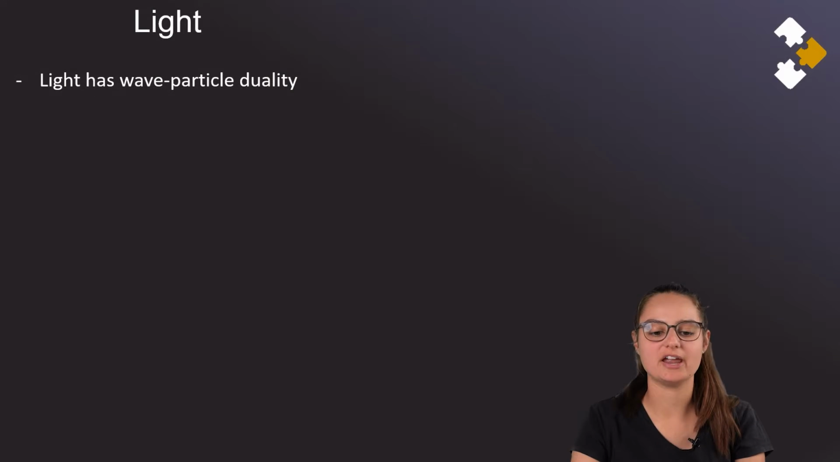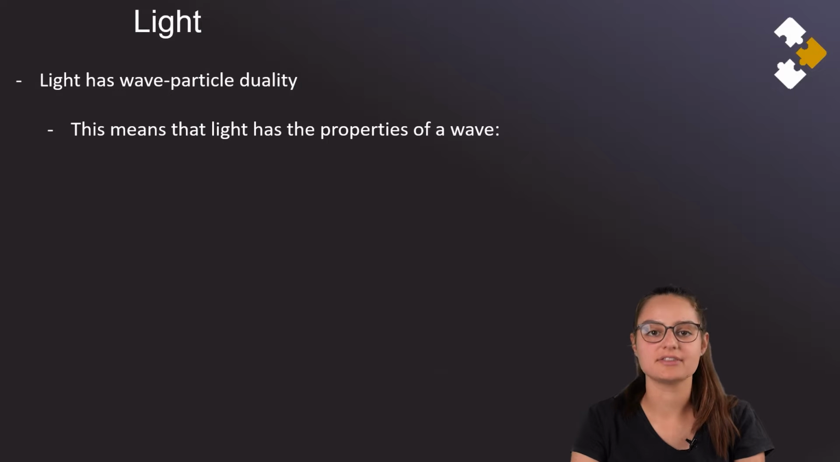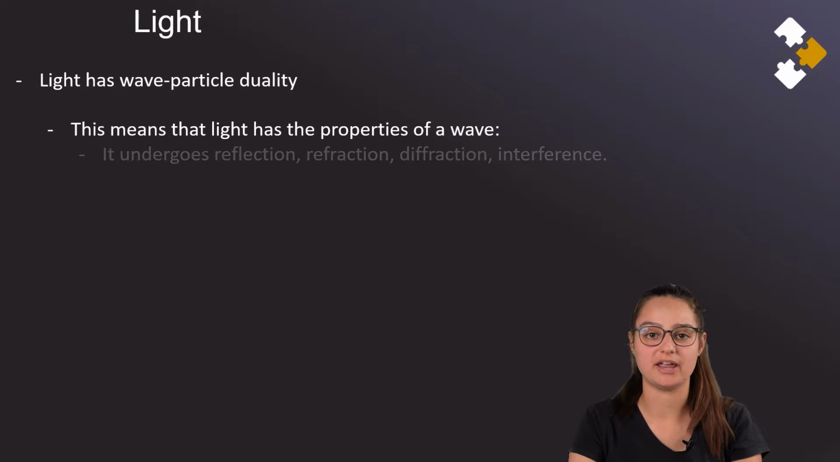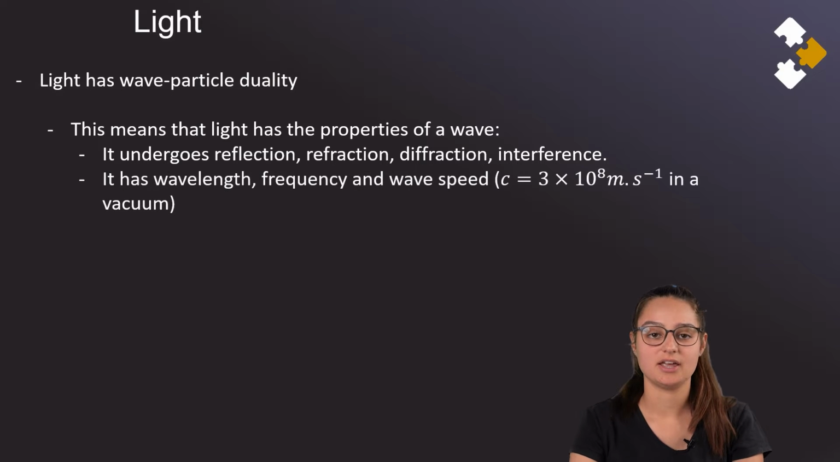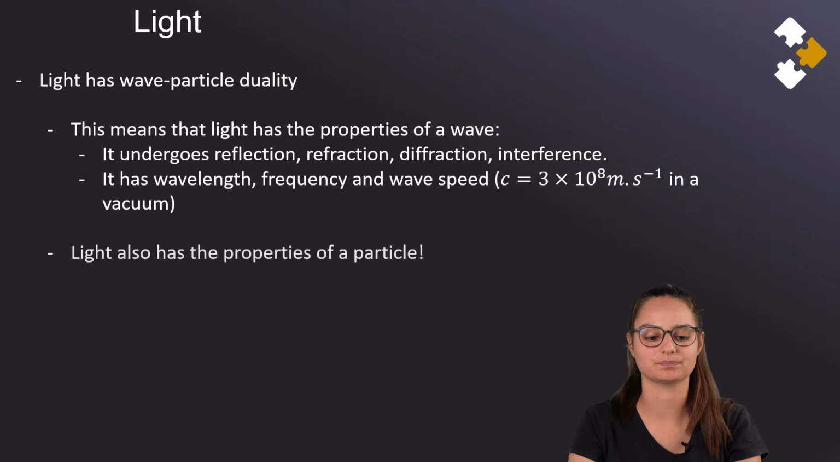So light has a wave-particle duality, and this means that light has the properties of a wave, and so it undergoes reflection, refraction, diffraction and interference. It has wavelengths, frequency and wave speed, which we know c is equal to 3 times 10 to the power of 8 meters per second in a vacuum.